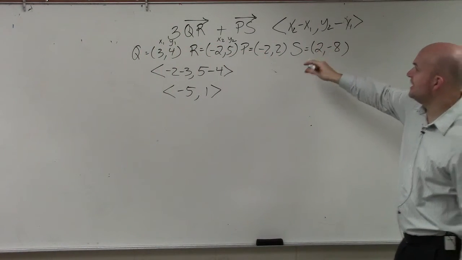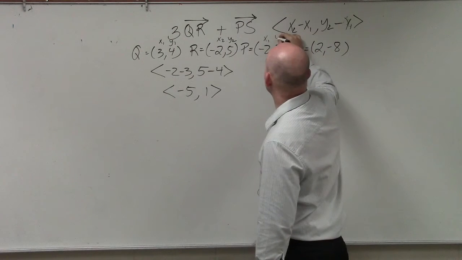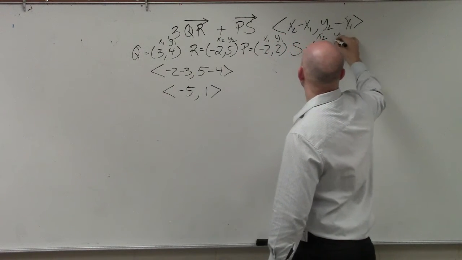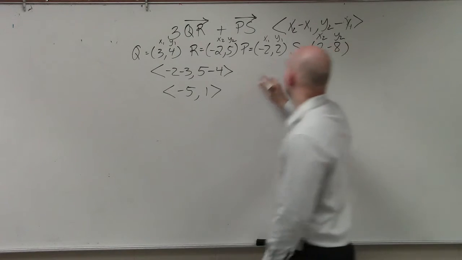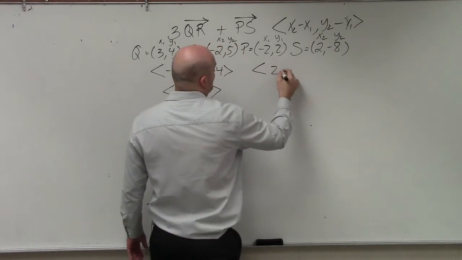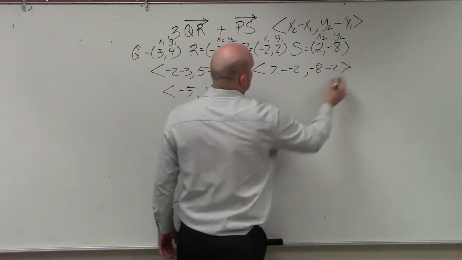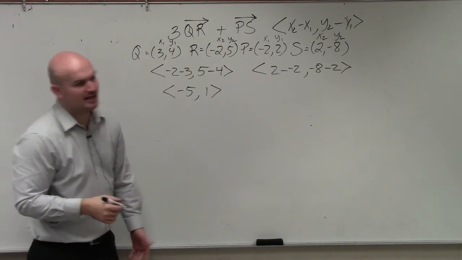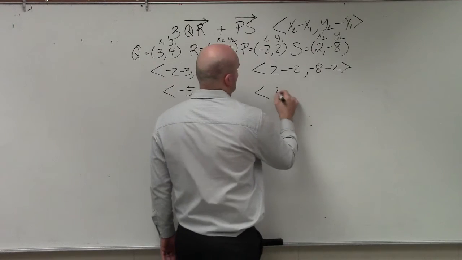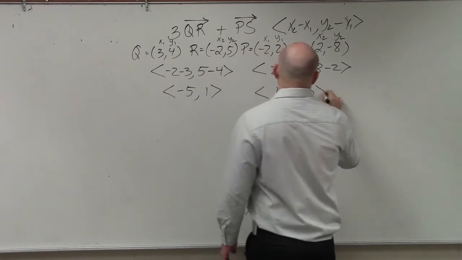Then I have to do PS. So again, this would be my x1, y1, and this would be my x2, y2. Using the same format, I would do 2 minus a -2, comma, -8 minus 2. Well, minus a negative is going to give me a 4, comma, -10.